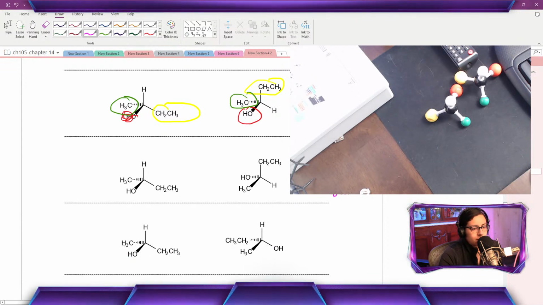We have OH, our methane, and our ethyl group, OH, methane, ethyl. So you just rotate this, and this would be going back, this would be going forward, and this would be in the plane. They are also identical.